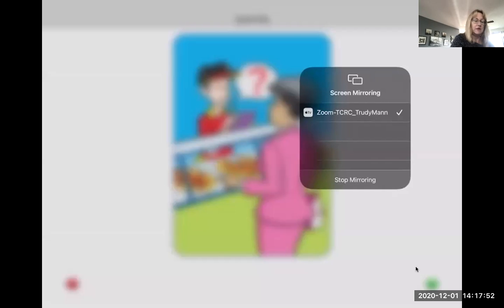Okay, I need to mirror my screen. Okay, and get my iPad hooked up there. Okay.